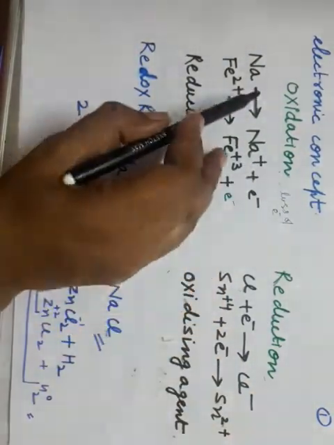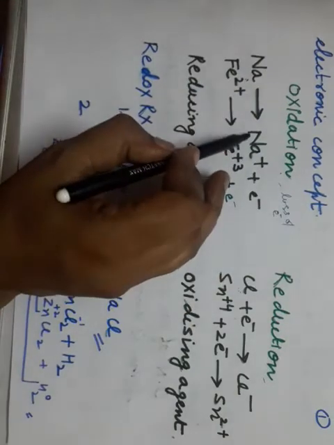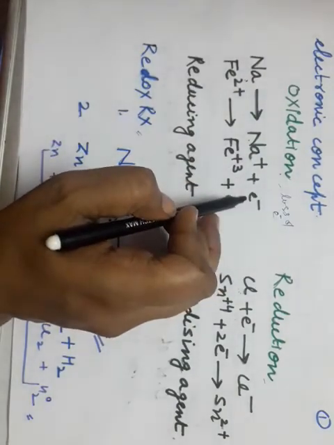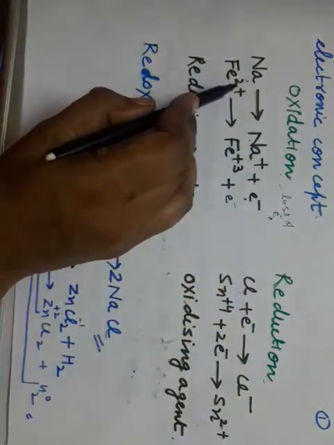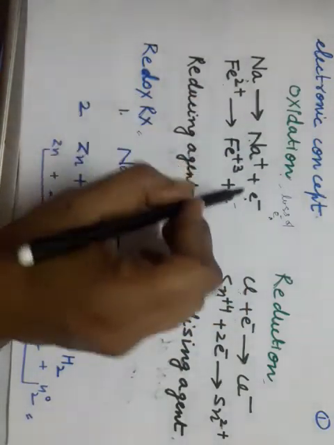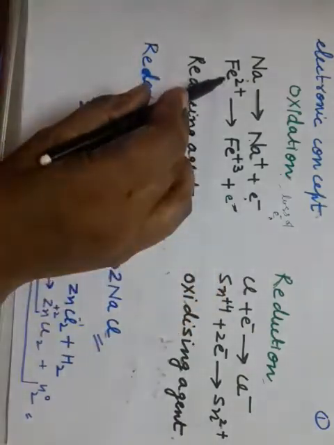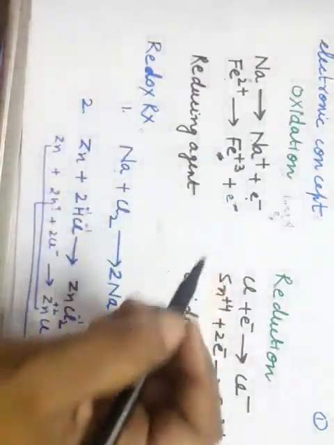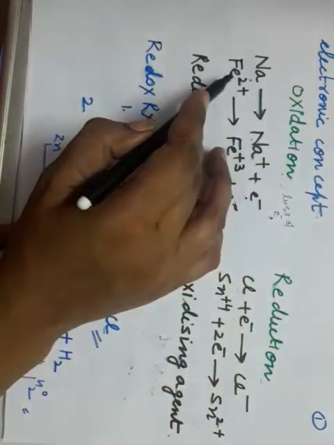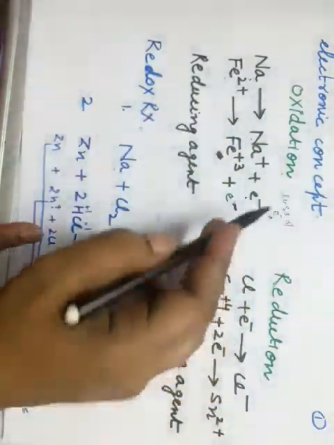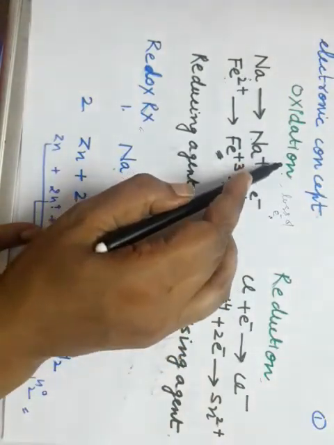See students, here in this reaction sodium is going to lose one electron. So here is a loss of electron. Here iron is having +2 charge, again it loses one electron and changes from ferrous into ferric. So in this, where the elements or ionic species lose electrons, they are placed in the category of oxidation.